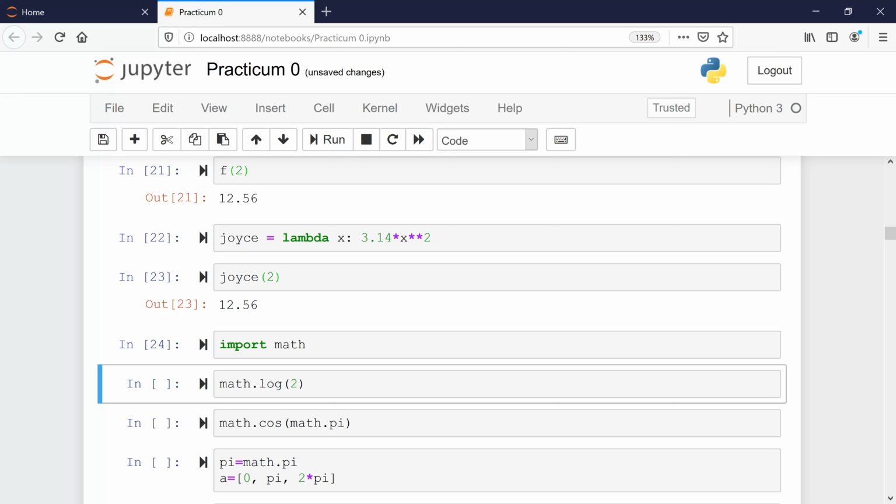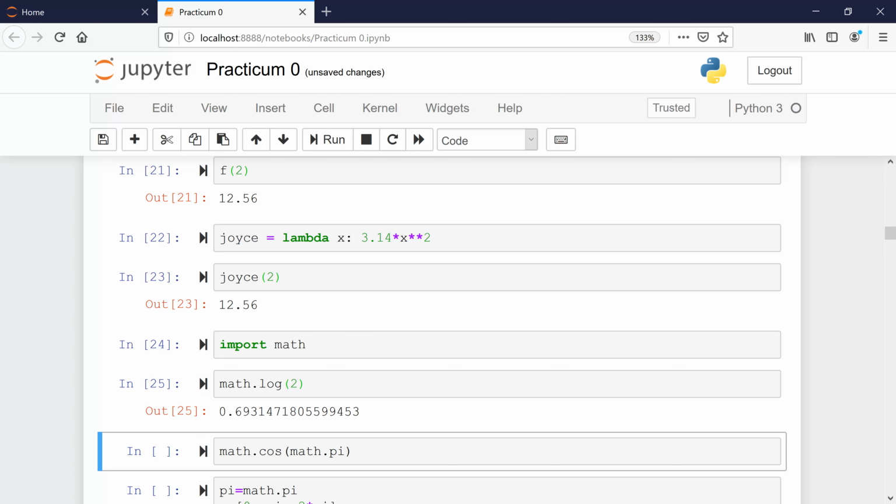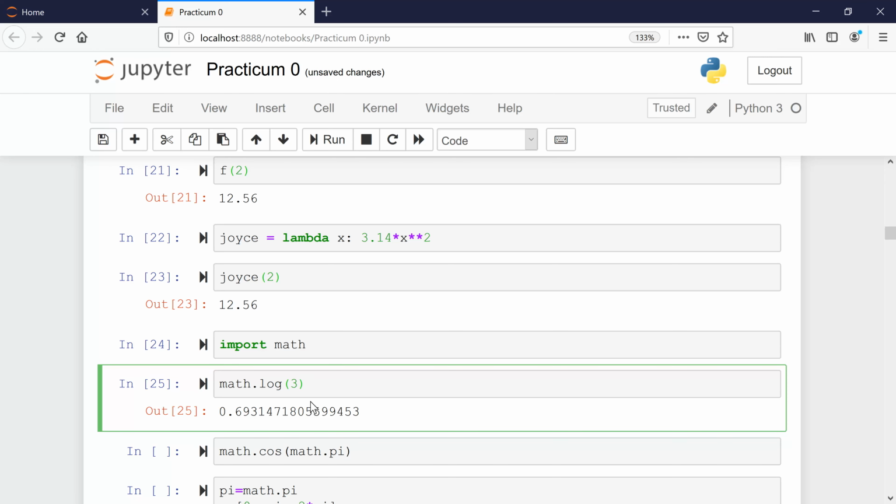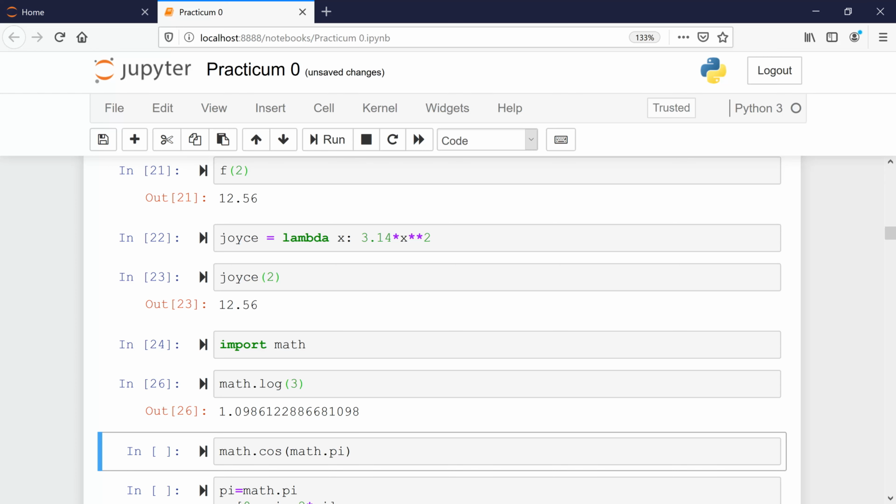So it's unlike Matlab, but it's good because you don't need to load something that you don't need in your work. So let us import math and try log 2. This is the natural logarithm actually. Okay, log 3, for example, log 1 should be 0.